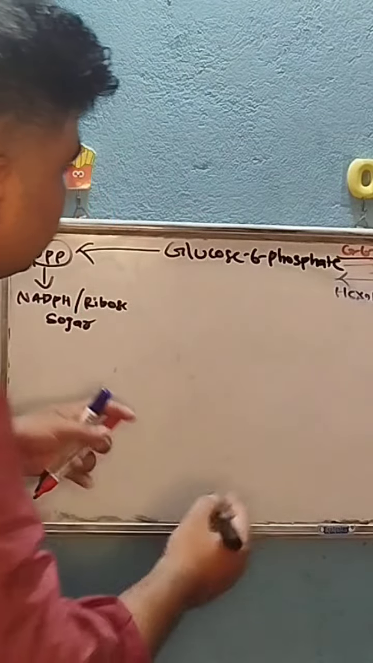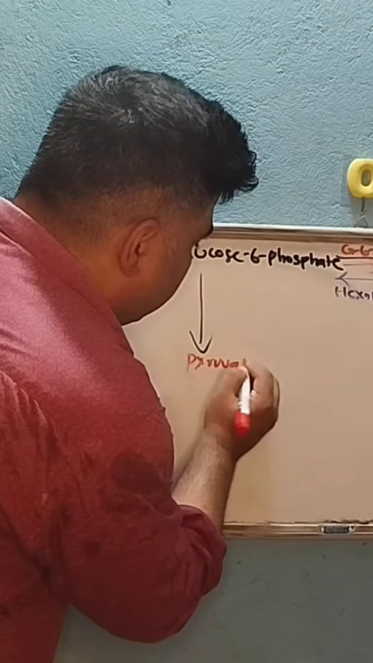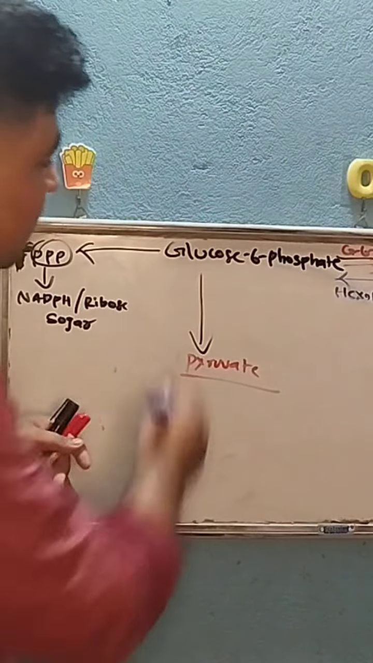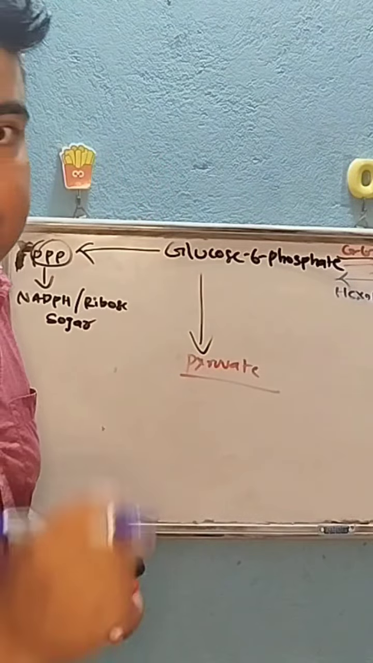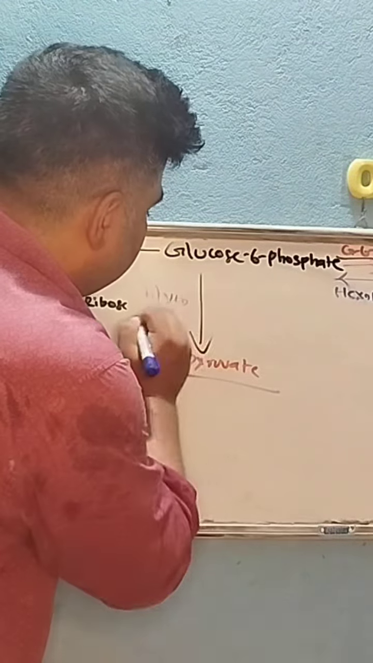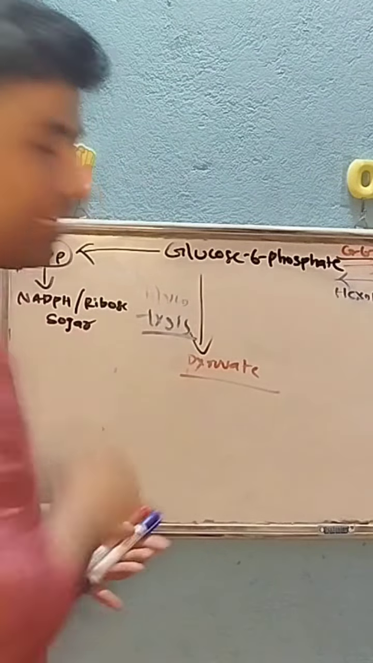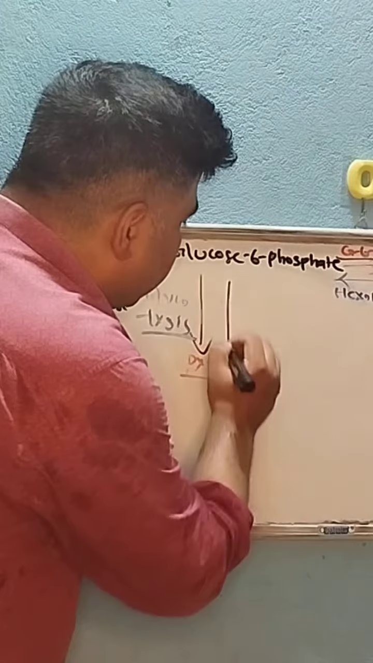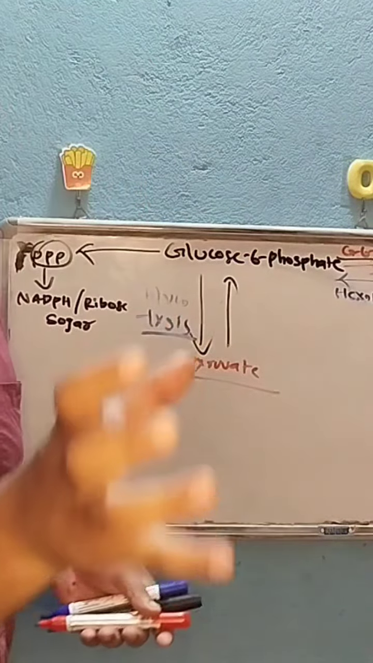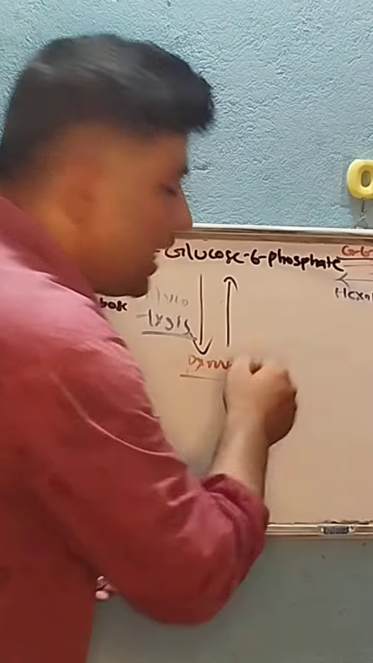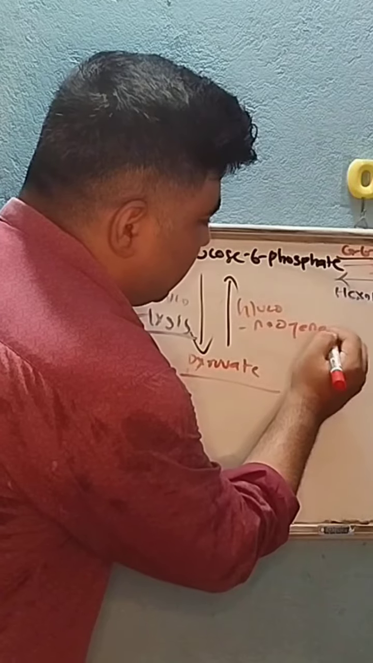This glucose 6-phosphate can be converted into pyruvate. The conversion of a 6-carbon compound into a 3-carbon compound is called glycolysis. This process is called glycolysis. And when pyruvate becomes a substrate for the formation of glucose, since it is a non-carbohydrate source, if carbohydrate is made out of a non-carbohydrate source, that pathway is called gluconeogenesis.